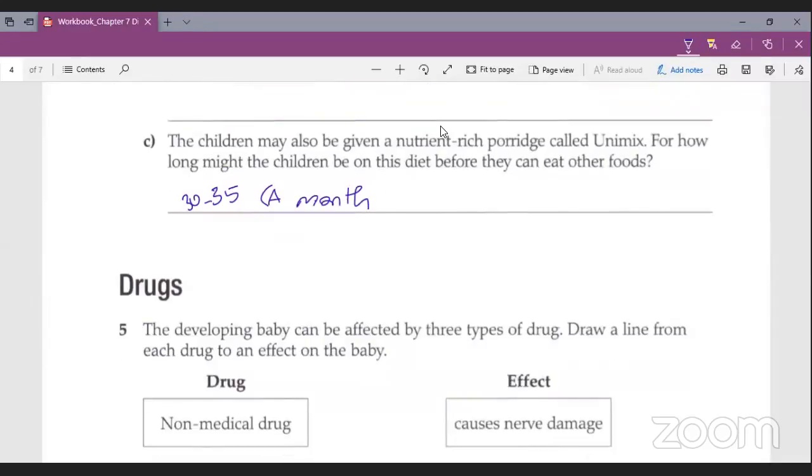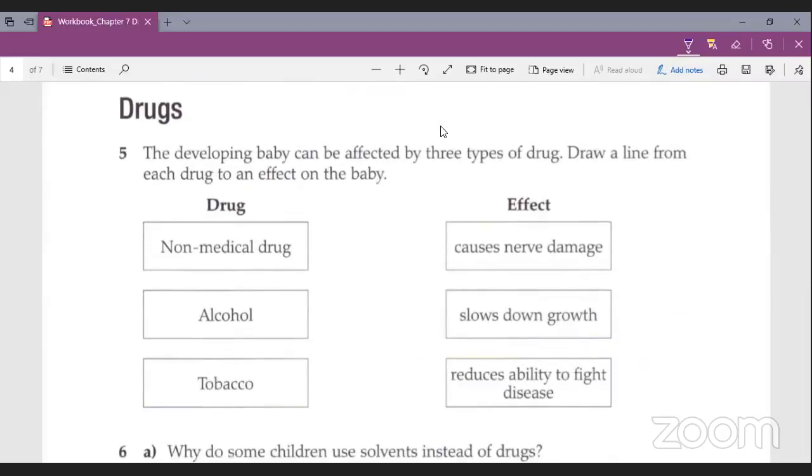So now let's go to drugs. Now the developing baby can be affected by three types of drugs. Draw the line to join them.